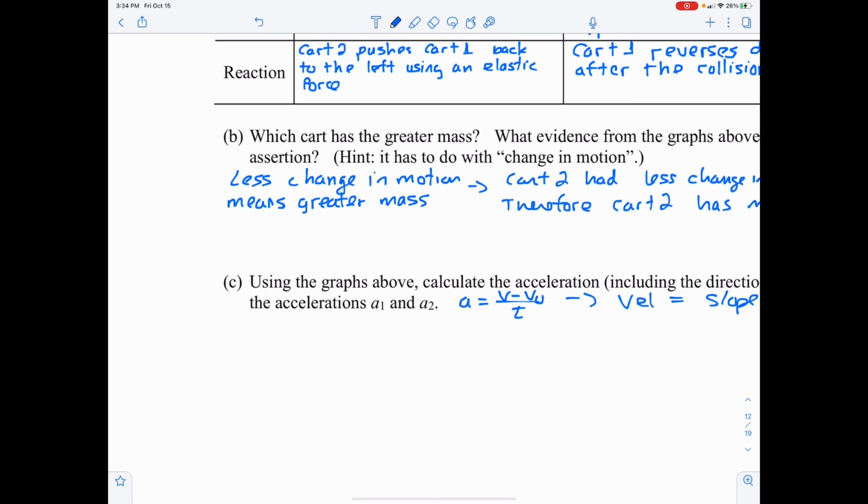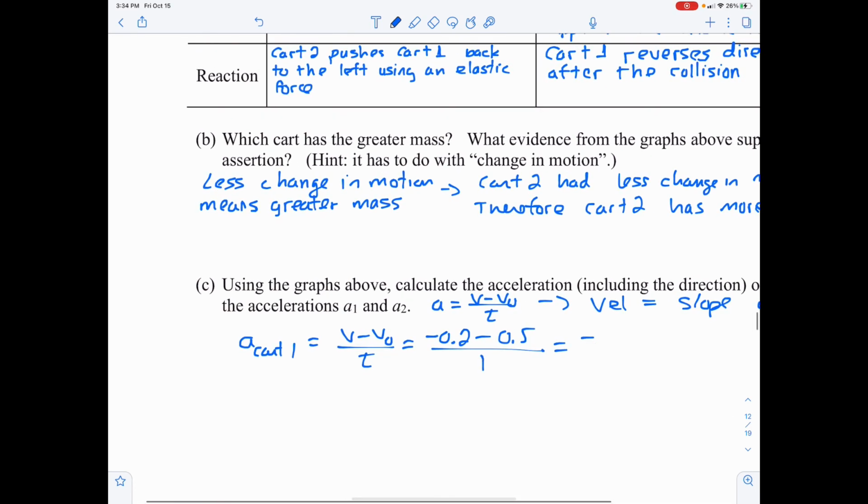Okay, and again, the acceleration takes place from 2 to 3 seconds. That's a 1 second time interval. And so here we go. The acceleration of cart 1 is v minus v naught over t, where cart 1 has a final velocity of negative 0.2 and an initial velocity of 0.5. This occurs over 1 second, and therefore the acceleration of cart 1 is negative 0.7 meters per second squared. In other words, there's a lot of change of motion going on there.